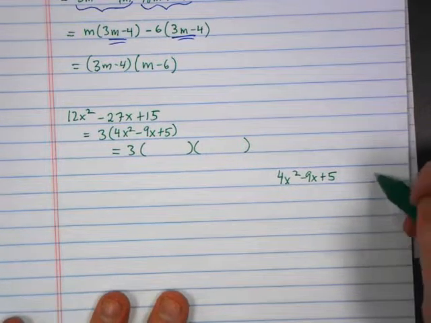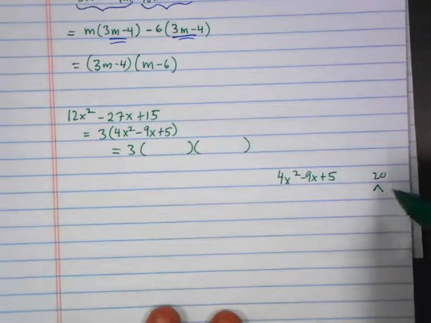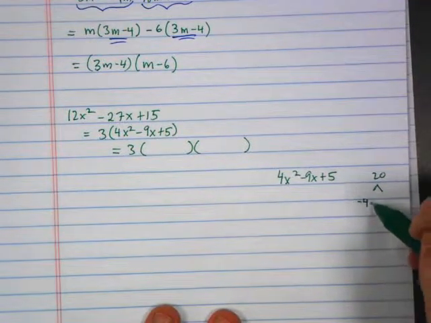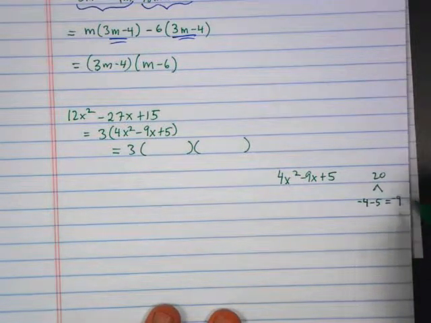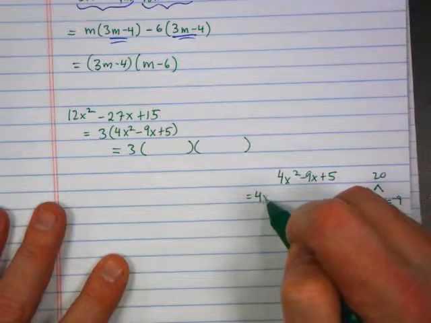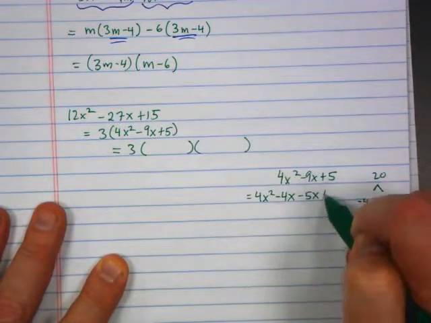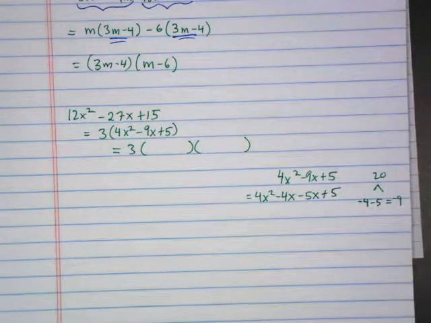4 times 5 is 20. Can I break up the number 20 into 4 and 5? And I think it has to be -4 and -5 to get that -9 in the middle, and to get a positive 20. -4 times -5 is positive 20. All right, so we're going to have 4x squared minus 4x minus 5x plus 5. 1, 2, 3, 4 pieces again.